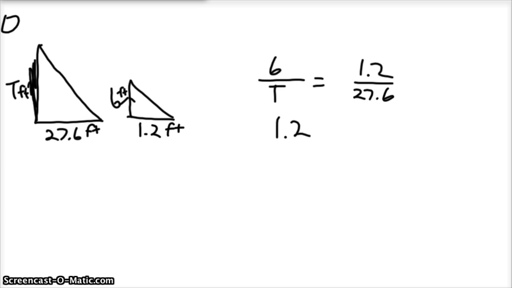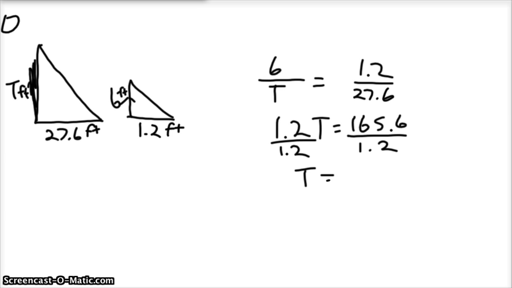All right, so we have 1.2 t equals, do the calculator, 27.6 times 6. Oh, I think I did the wrong number. 27.6 times 6 equals 165.6, divided by 1.2, and t equals 138. What? Feet. There it is. So that's how tall the tower is. 138, and I am correct. Okay, so there's that practice problem.